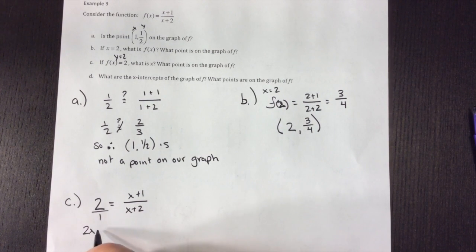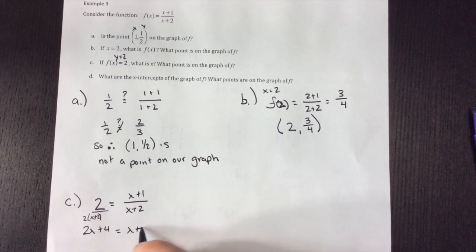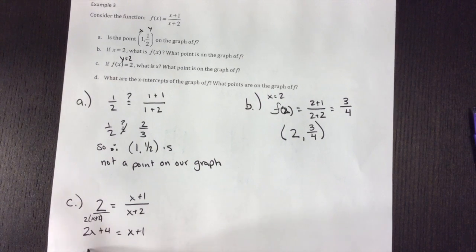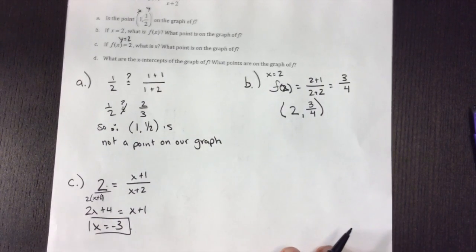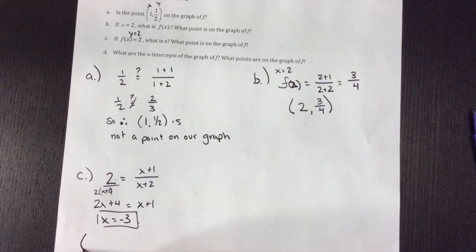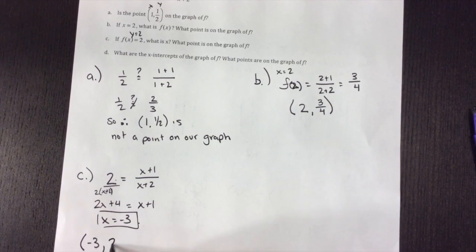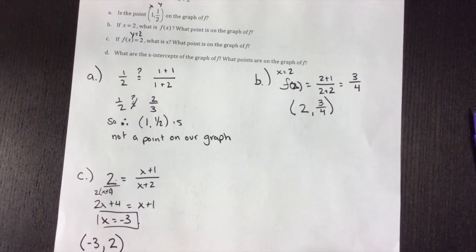We get 2x plus 4, which is 2 times x plus 2 if you want, equals x plus 1. Now I'm going to subtract x and subtract 4. I get x equals negative 3. So that's the x value that yields 2 out. And so my ordered pair that I'm going to write is negative 3, comma 2.